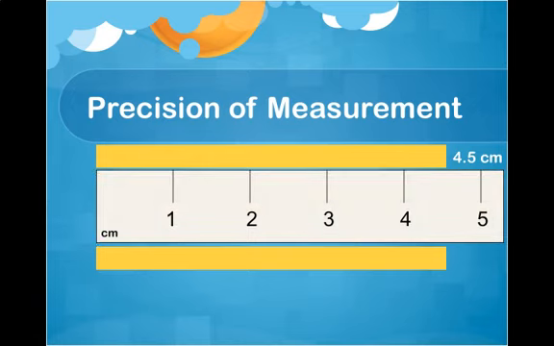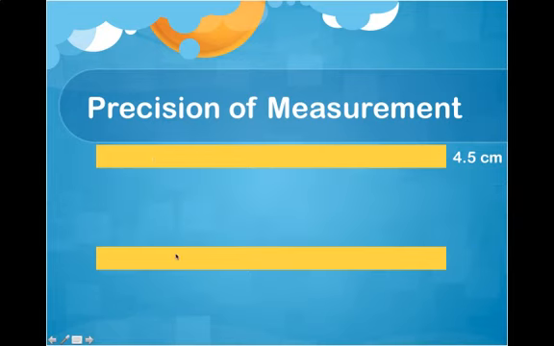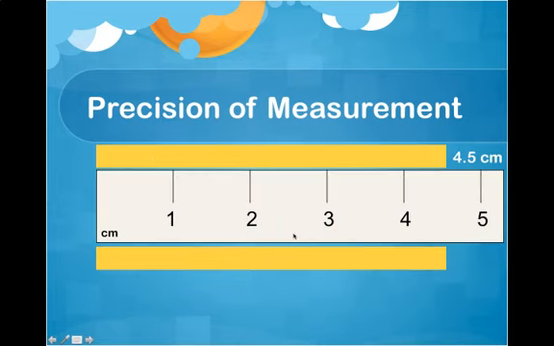I've got two line segments that are exactly the same. I'm going to have two instruments up here for us to look at. This first instrument is precise, or has the smallest divisions, to the ones place. So we have to estimate the next place value, which is the tenths place. So the measurement of this line segment with this instrument would be 4.5.